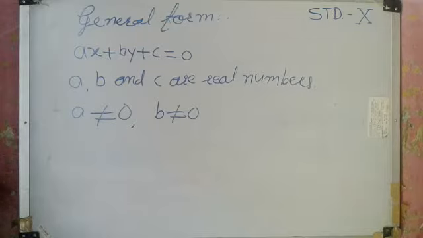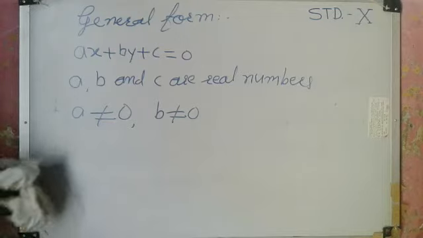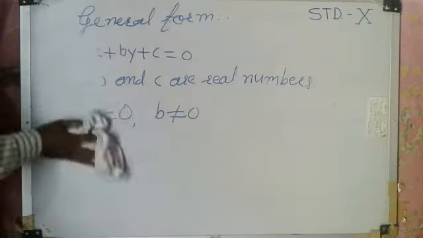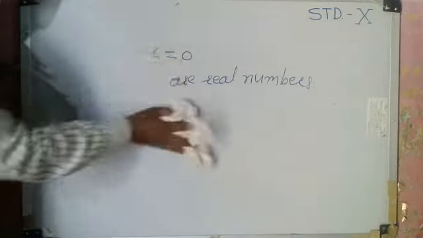According to the definition, the degree of each term containing variable is 1, and therefore it is called linear equation. Degree of each variable is 1, and therefore it is called linear equation, and there are two variables, and therefore it is called linear equation in two variables. Now we'll have some examples of linear equation in two variables.